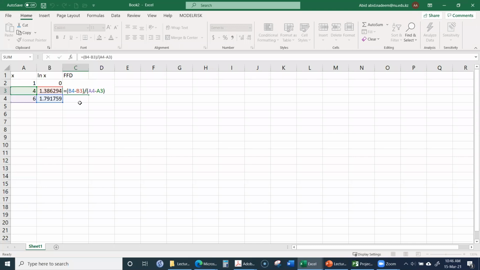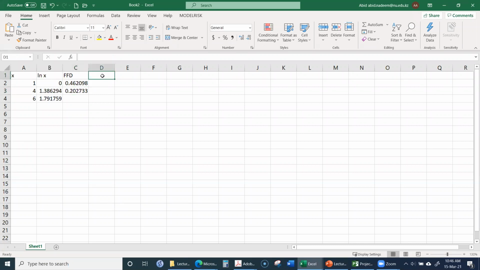Then the second finite difference will be equal to this value minus this value divided by, in this case now, we will go to the extreme value over here. For the previous case, we will not take this 4, we will take 6. So we will take this 6 value minus this first value, that is this one. And then it will give us minus 0.05. So this is how we obtain these values.